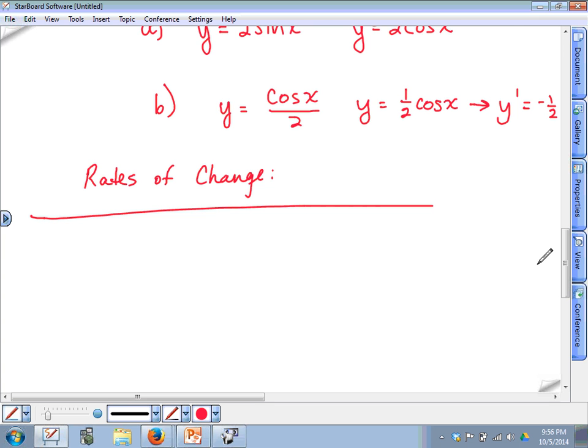So again, it's another application of the derivative. We've used it in the last section to find the slope of a tangent line. It can also be used to describe rates of change. And more specifically, it's how one variable changes with respect to another. You may have already seen this. I'm actually guaranteed you've already seen it.